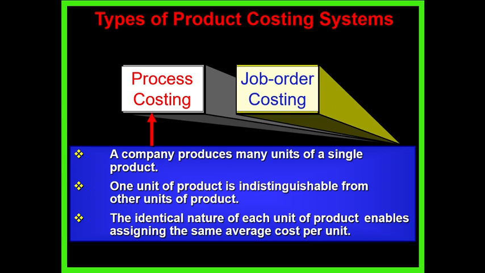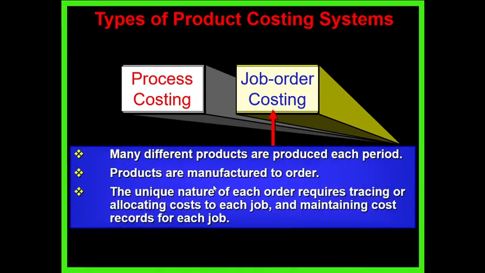Now, if a company produces a lot of units having the same characteristics, or each unit is indistinguishable from other units of product, we expect these companies to use process costing. Since the nature of each product is identical, it enables us to assign the same average cost per unit. Of course, if the characteristics of our products are the same, we expect that their costs should also be the same.